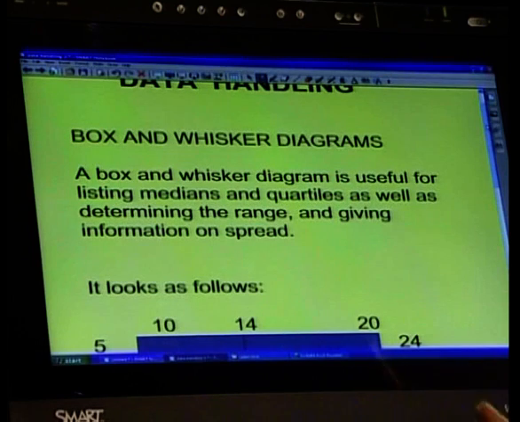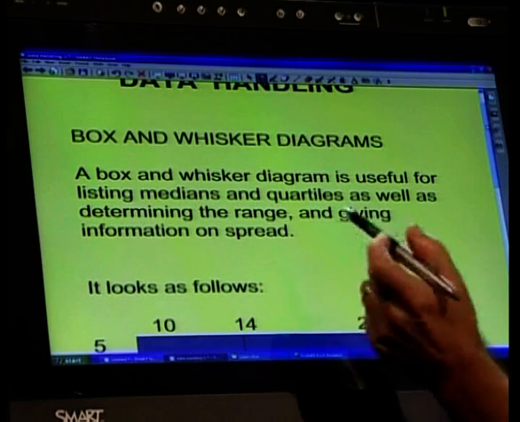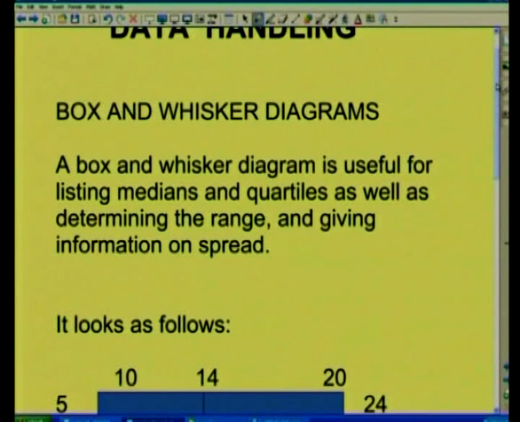Another example of how we can represent data is with a box and whisker diagram. Now, this is not the kind of box where you keep your kitten in. That's where the whiskers would come in. A box and whisker diagram is useful for listing medians and quartiles, as well as determining the range and giving information on spread. You'll remember from our first presentation, we dealt with medians and modes. We also dealt with range and the interquartile range. Those were the measures of central tendency and the measures of spread.